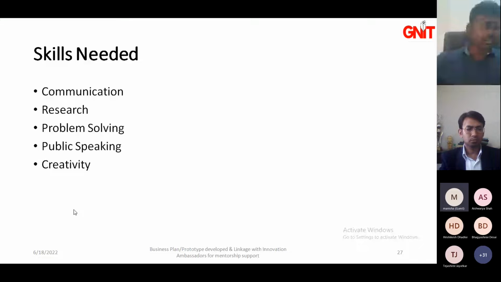Then these are the skills needed. Good communication is needed. Whichever area you are in, you have to know the local language, as well as English, the common language of communication. If you are going to reach a top level person, you have to speak English in a good manner, then only it will be attractive. Then the research. Research means search again and again.